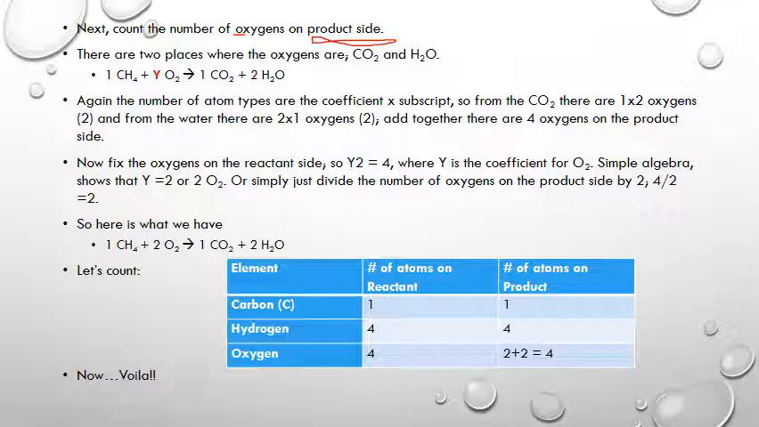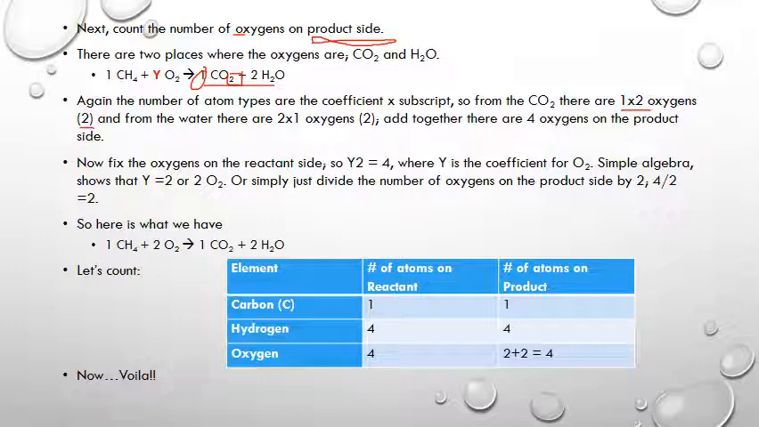All right, so you've got to count the number of oxygens on the product side. Again, the number of atoms of each type is the coefficient times the subscript. So for carbon dioxide, it's 1 times 2 oxygens. So there are 2 oxygens in carbon dioxide.